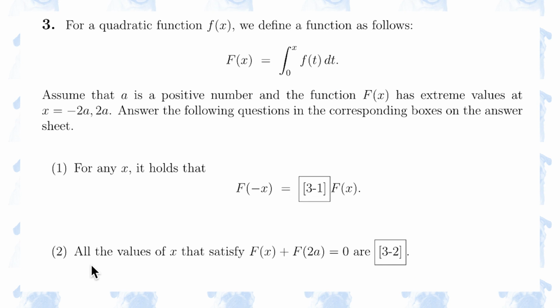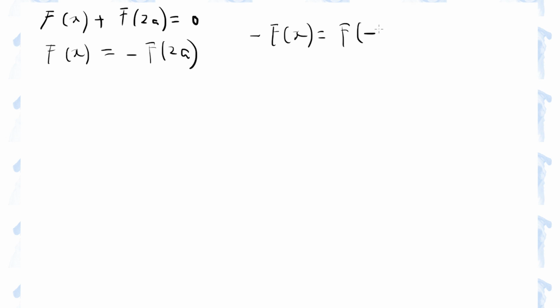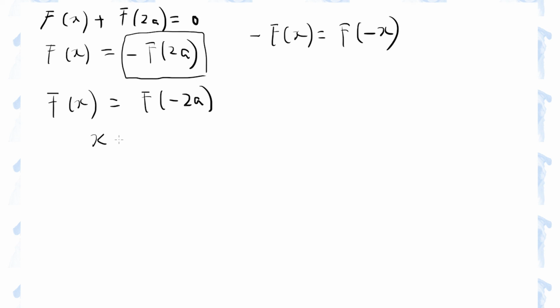We need to find all the values of x that satisfy this equation. Let's move the second term to the right-hand side. Now, from the previous part, we know that minus F of x is F of minus x. Therefore, minus F of 2a is F of minus 2a. Therefore, one of the values of x that satisfy the given condition is x equals minus 2a.